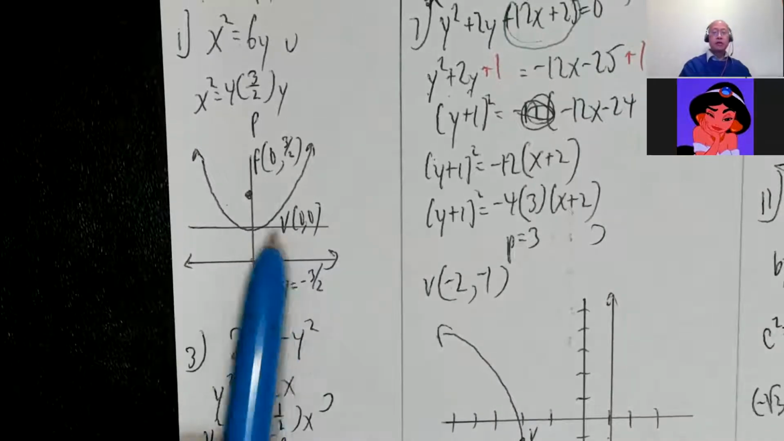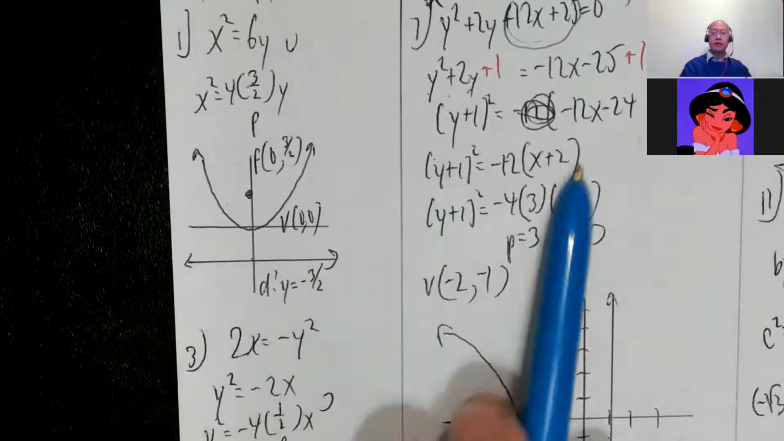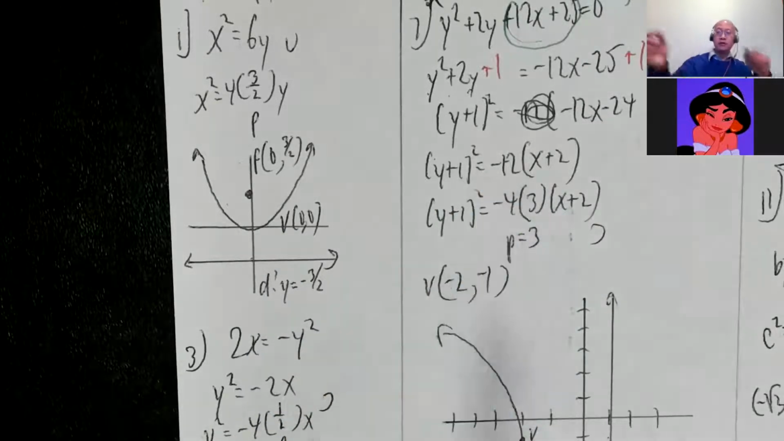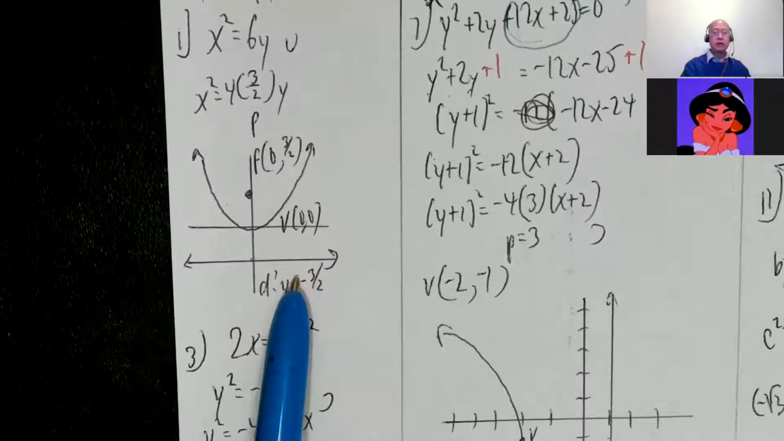And you say, is the vertex ever outside of 0, 0? Well, sure. You might have the translation like this, the usual, right? You move left, right, up, or down, as the case may be.